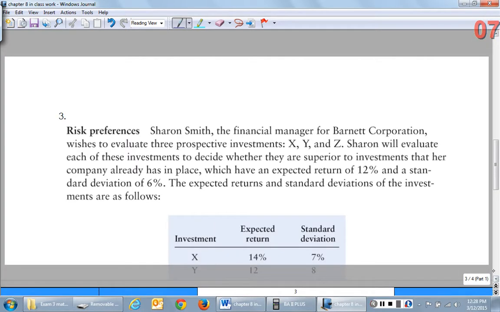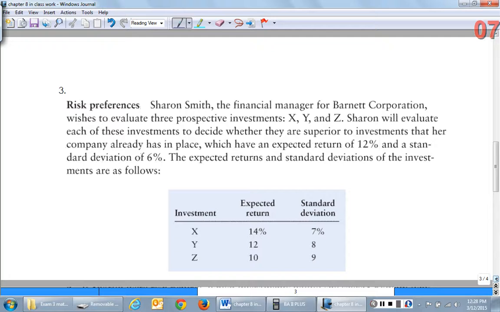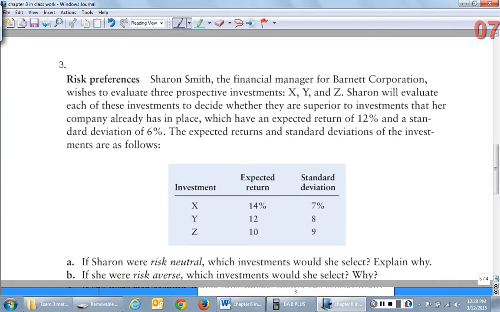So number 3, Sharon Smith is a financial manager for Barnett Corporation. She's looking at 3 separate investments, X, Y, and Z, and she will evaluate each of these to decide which is the better.